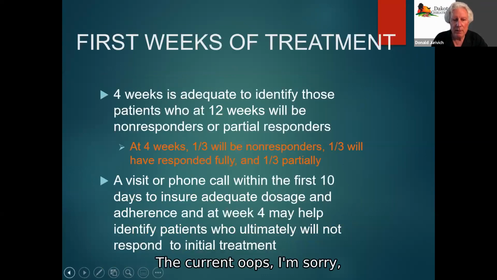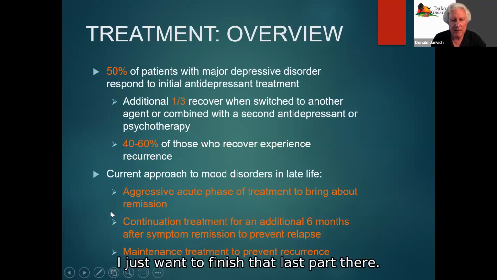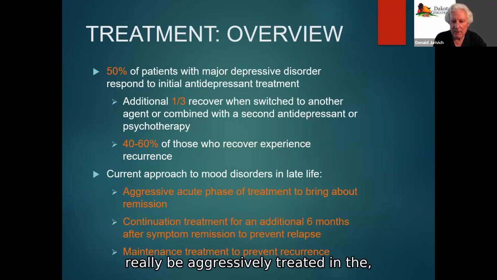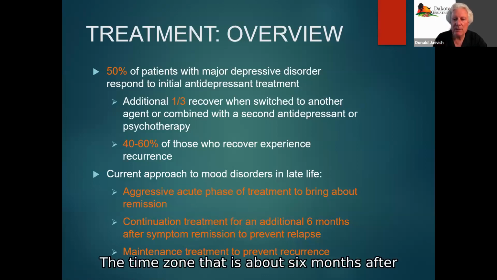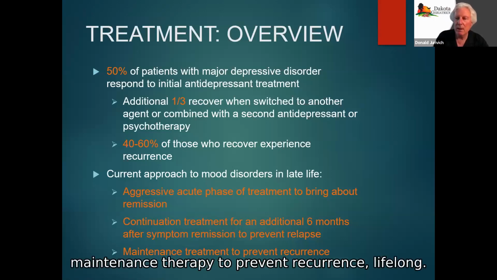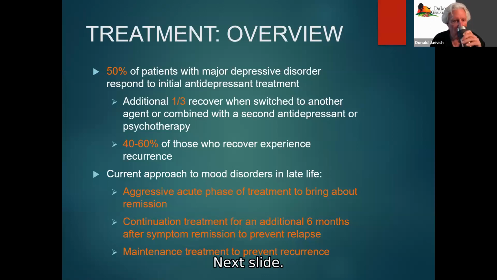I just want to finish that last part there. The current approach to mood disorders is to really be aggressively treated as soon as it's discovered. So the time zone is about 6 months after symptom remission before you consider withdrawing therapy. But generally people are on maintenance therapy to prevent recurrence lifelong. Next slide.